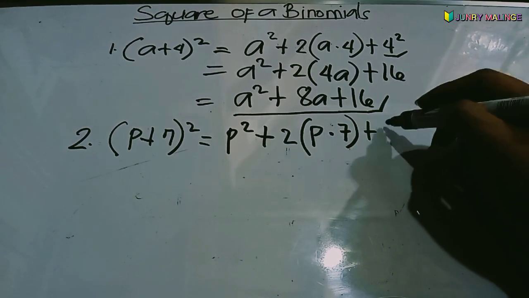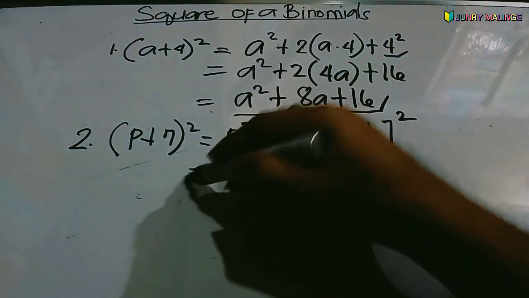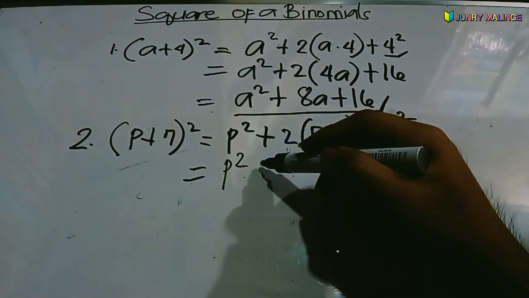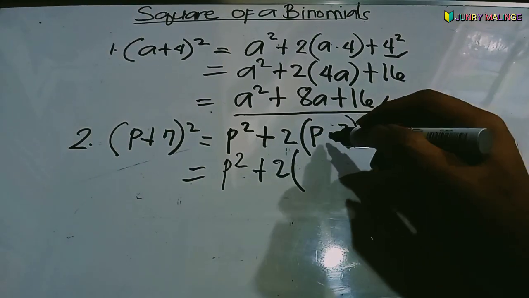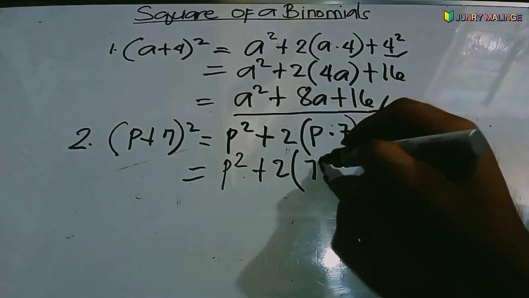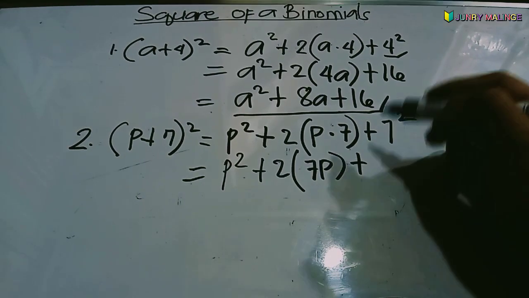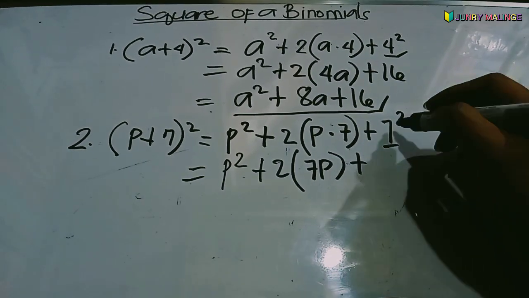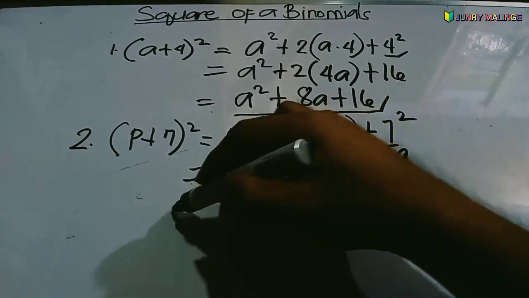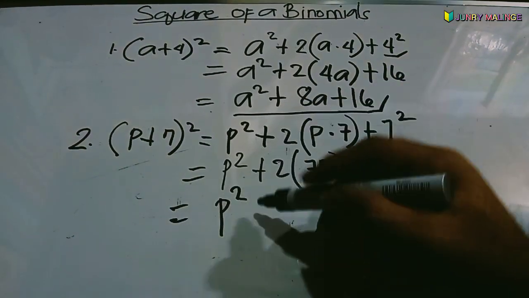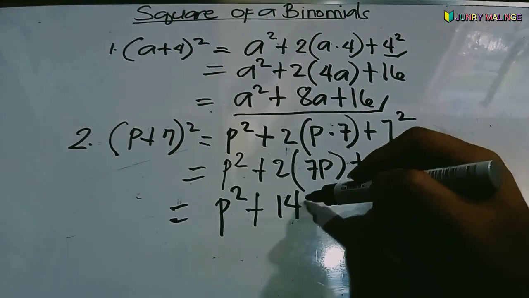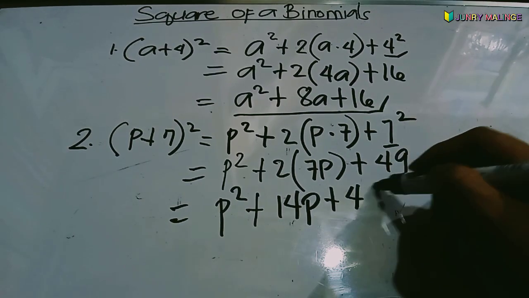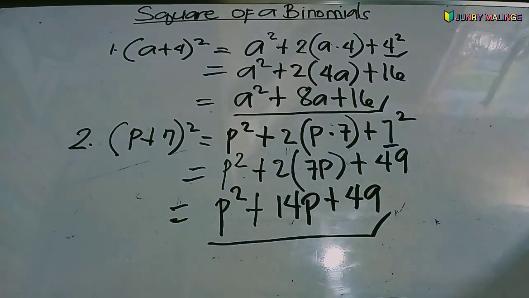We have 7 raised to 2. Equals P squared plus 2, and multiply first inside the parentheses. 7 times P is 7P, plus, multiplied by itself, 7 times 7 is 49. Next, we have P squared plus 2 times 7 is 14, P, plus 49. So this is our final answer.